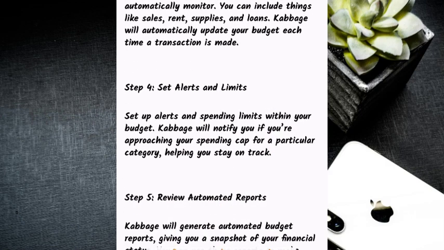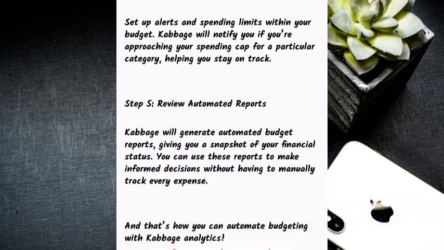Step 4, set alerts and limits. Now you can set up alerts and spending limits within your budget. Kabbage will notify you if you're approaching your spending cap for a particular category, which of course will help you to stay on track. Step 5, review automated reports.